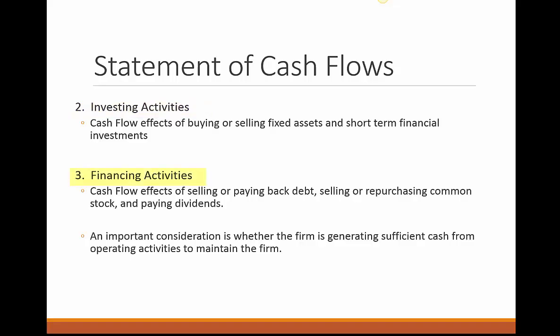The third category of items that affect a firm's cash position is its financing activities. This reflects any new debt or new stock a firm issues, or if the firm has paid off debt or repurchased stock. In addition, any dividends paid would be reflected here. An important consideration is whether a firm is generating sufficient cash from operating activities to maintain the firm and support growth of the firm. In the next slide, let's look at a few examples of where cash flow is coming from and how that is important.